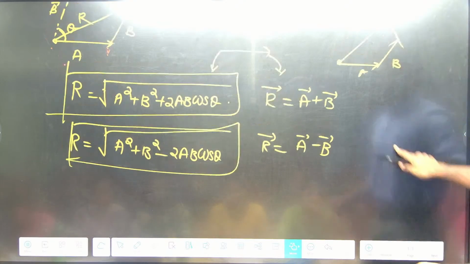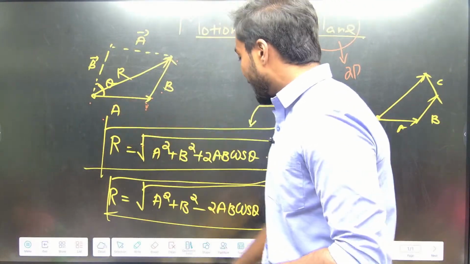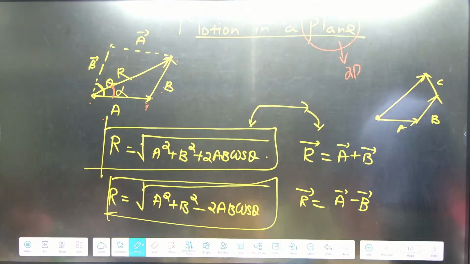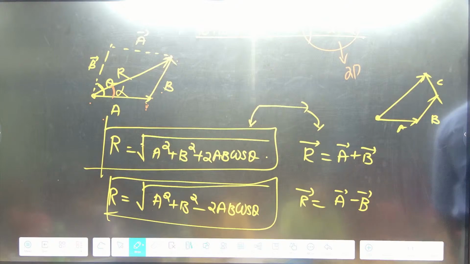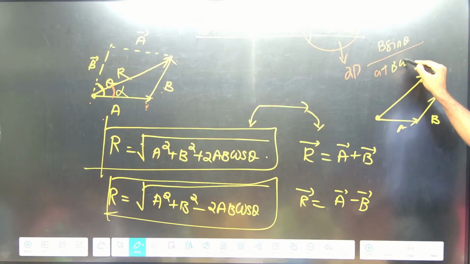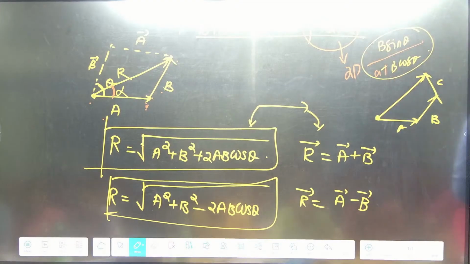So this angle is total theta. If they are asking only this angle, take this as alpha. Write down tan alpha is equal to b sin theta by a plus b cos theta.